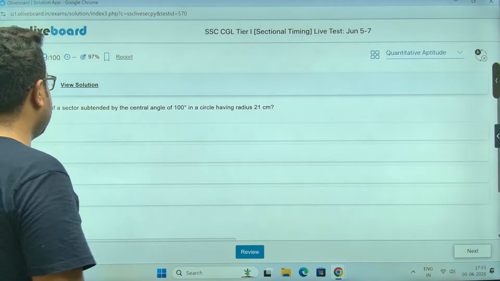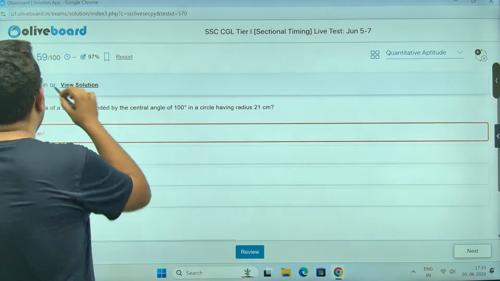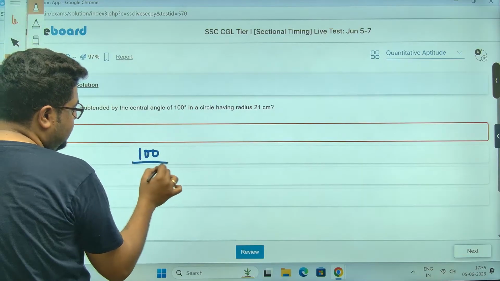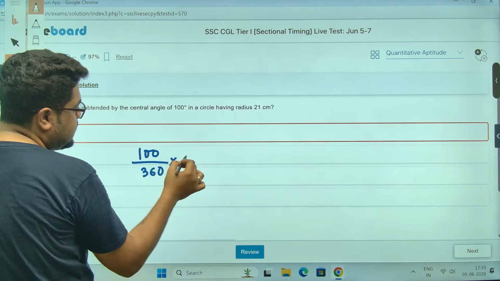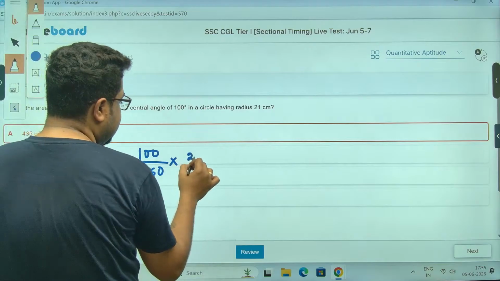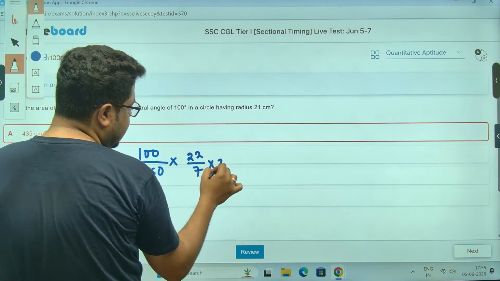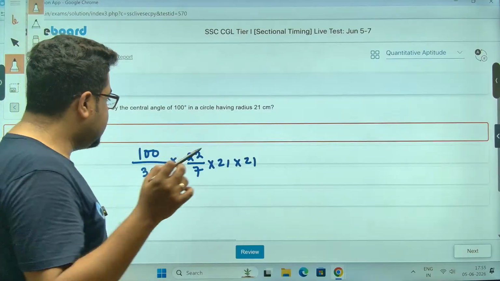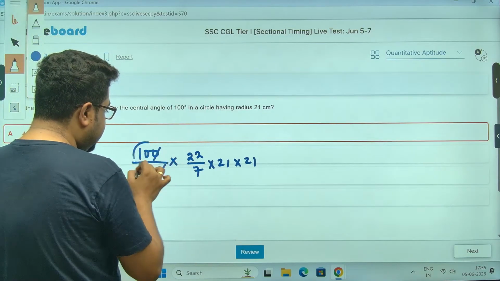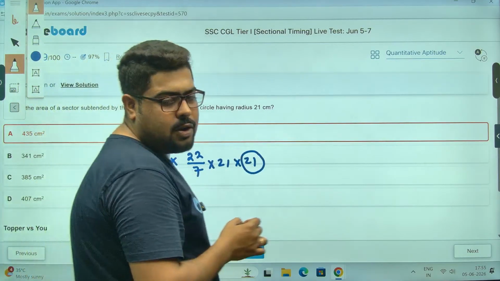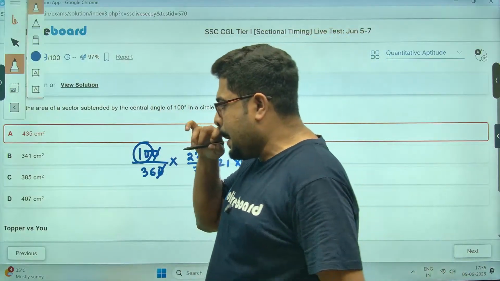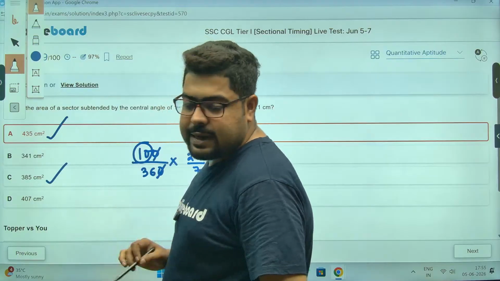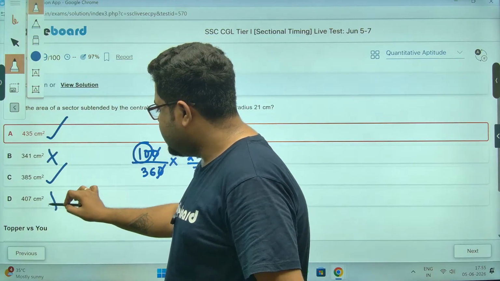Area of the circle sector subtended, sir. Sorry, mistake. This is not the answer. 100 over 360 into pi r square. Pi r square meaning 22 by 7 into 21 into 21. Now, I'm not going to calculate. What I'll do? Sir, it has to be a multiple of 5, and a multiple of 7 or 11, anything. Sir, it is a multiple of 5, meaning this can be the answer or this can be the answer. These two cannot be, right?